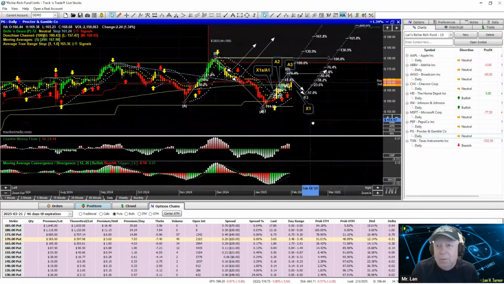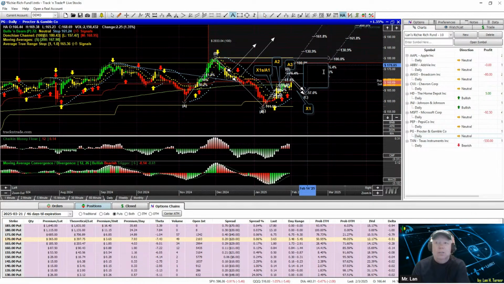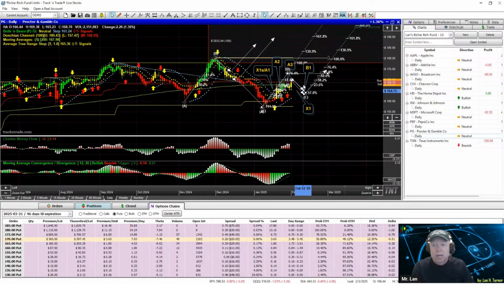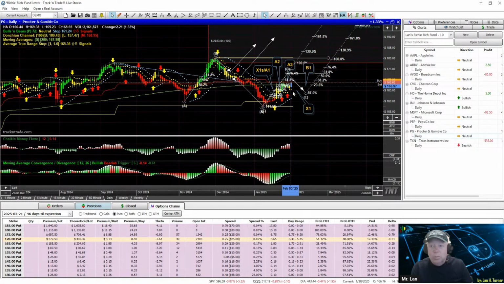So again, we got to be patient. We got to be patient on Procter and Gamble. All right, we're going to wait for it to make a B1 right in here. B1, not a B11, B1. So our first green candle to make a new high. Let's get rid of some of these. First green candle to make a new high once we break the blue lights. That is where we're going to get a long position.